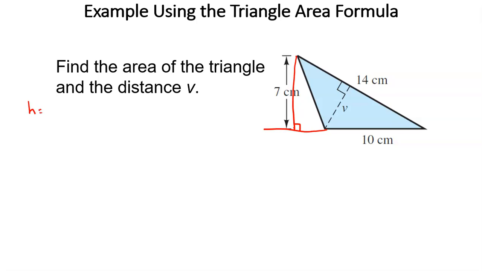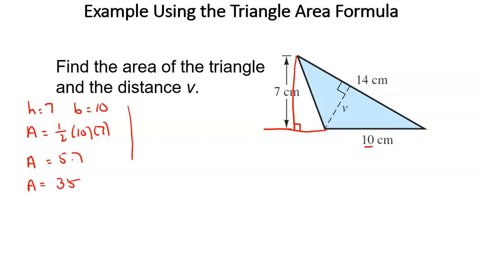So if I know that the height of that triangle is 7, what is the base? Well, the base is whatever is perpendicular to it. So in this case, the base is 10. The height and the base have to be perpendicular to each other. So if area equals 1/2 times base times height, 1/2 times 10 times 7 is going to be 5 times 7, which is 35.